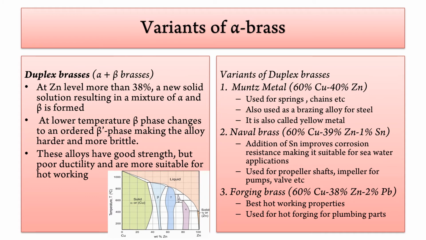Then naval brass. Addition of tin improves corrosion resistance, making it more suitable for sea application. Used for propeller shaft, impellers for pump, valve, etc. Then forging brass, 60% copper, 38% zinc and 2% lead. Best hot working properties, used for hot forging for plumbing parts.